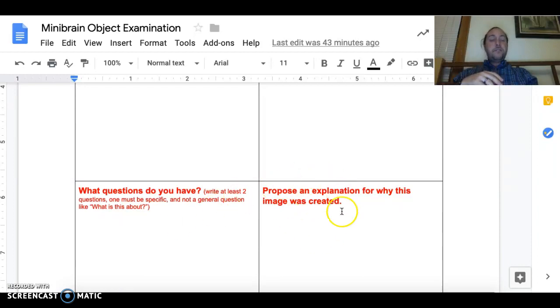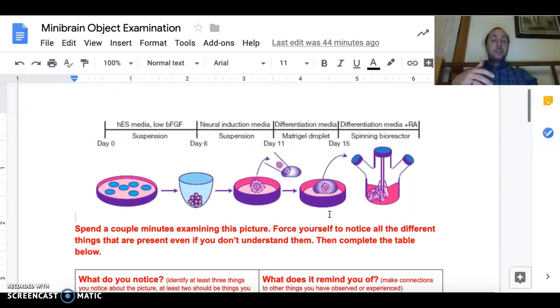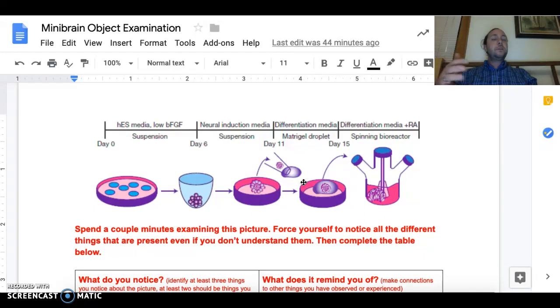And then finally, propose an explanation for why this image was created. So the artist that created this, what was their purpose in making it? That could include what you think it's about, if you'd like, but it's also going to be why it was made in the first place. Okay, so you'll make a submission there.